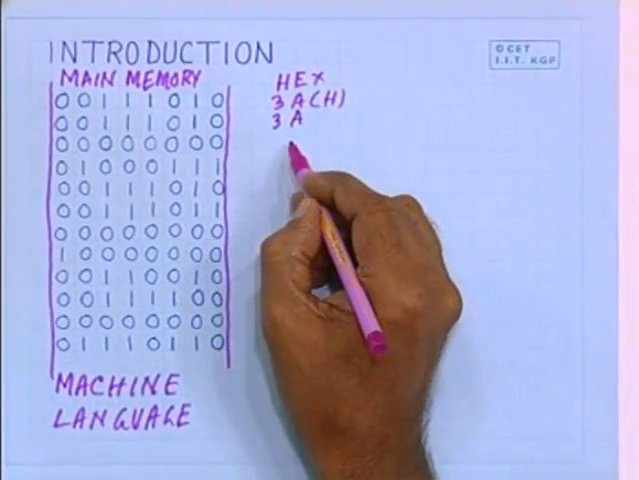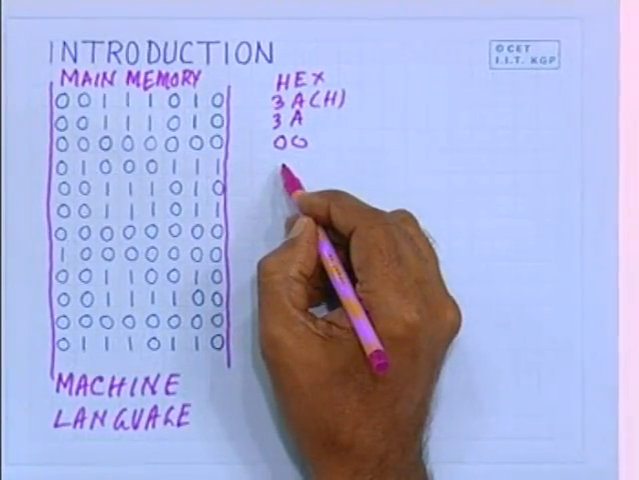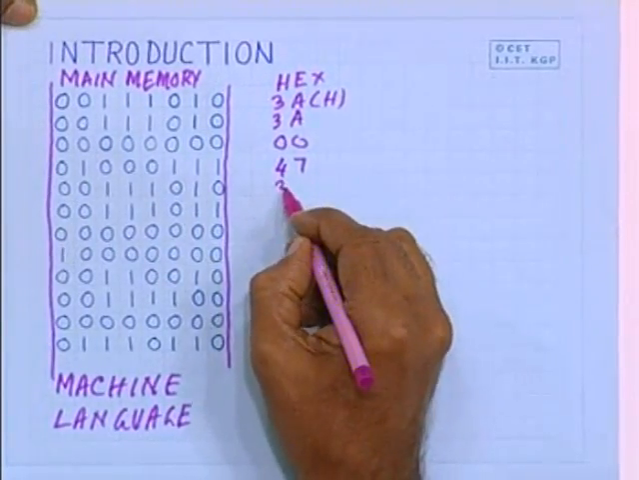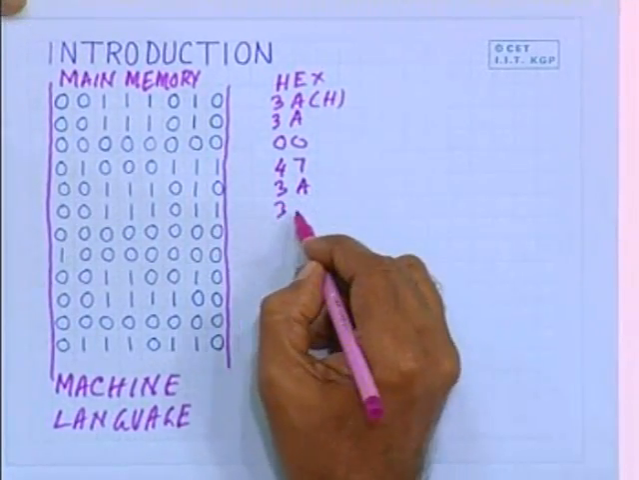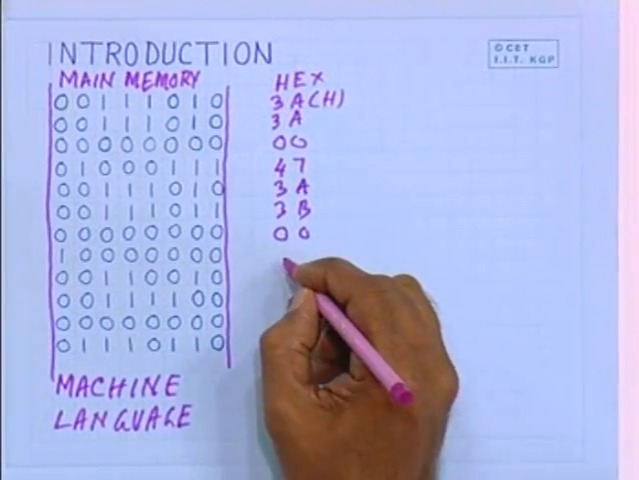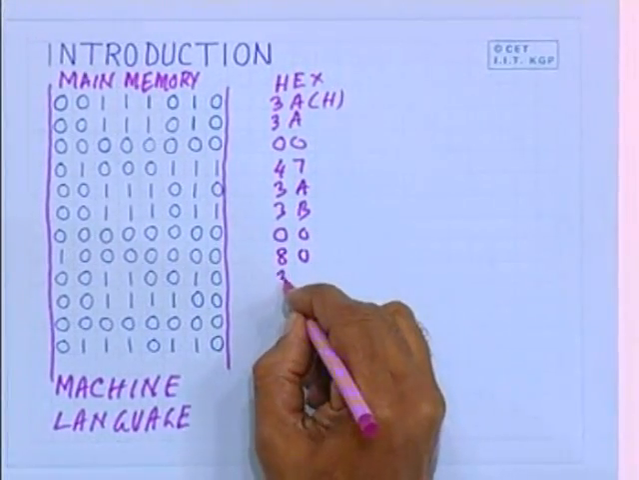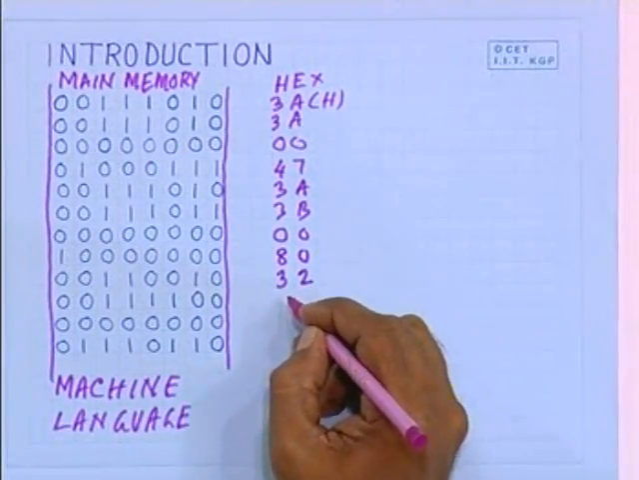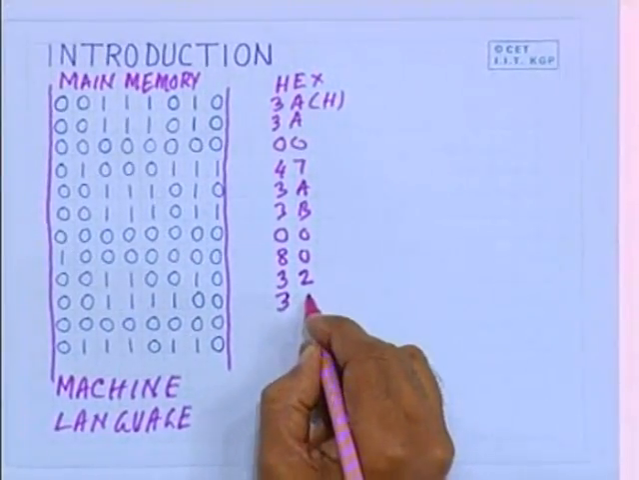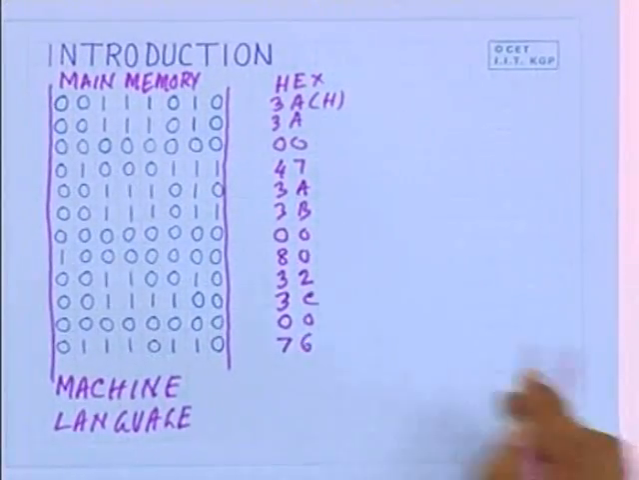So, 3A 00, 47, this is 3A, this is 3B, this is 00, this is 80, this is 32, this is 00, this is 32, this is 3C, this is 00, and this is 76.